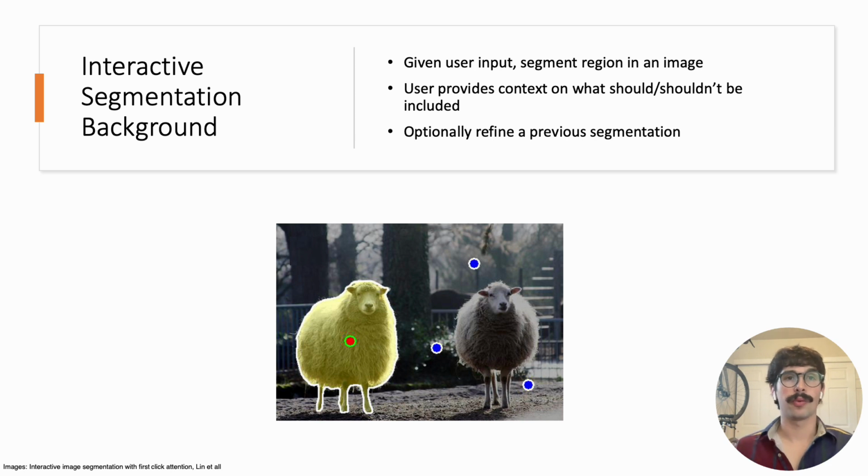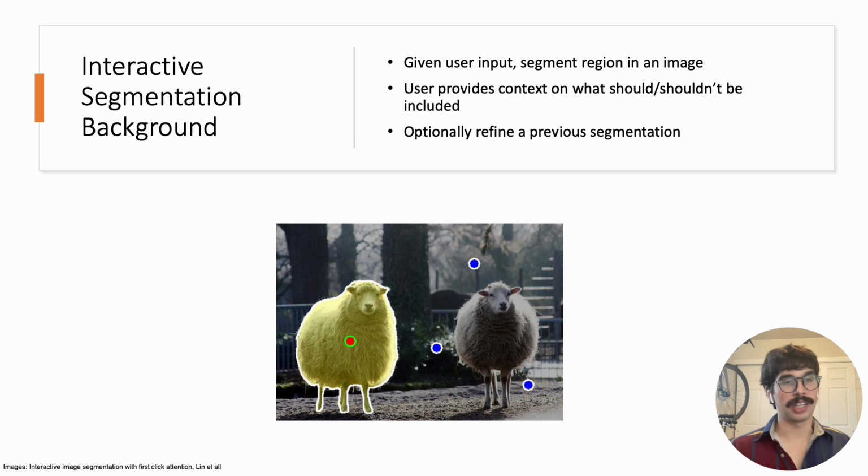If you're not familiar with what interactive segmentation is, at a high level, given some user input, typically in the form of clicks, scribbles, lassos, or bounding boxes, we want to segment some region in the image. Typically the users need to provide context on what should and shouldn't be included in our final result. For example, given the sheep, we're going to place a red positive click on the sheep on the left to indicate that we want it included in our final result. And we'll place blue negative clicks on other parts of the image, such as the background or the other sheep, to indicate content that should not be included in the final segmentation.